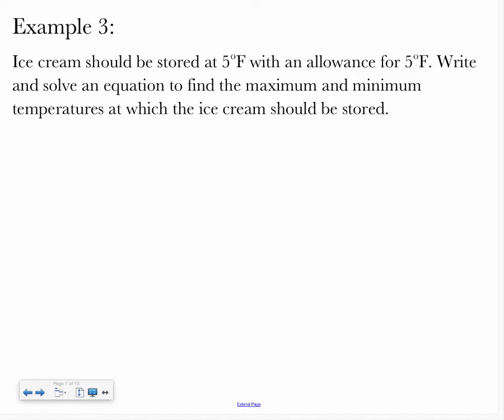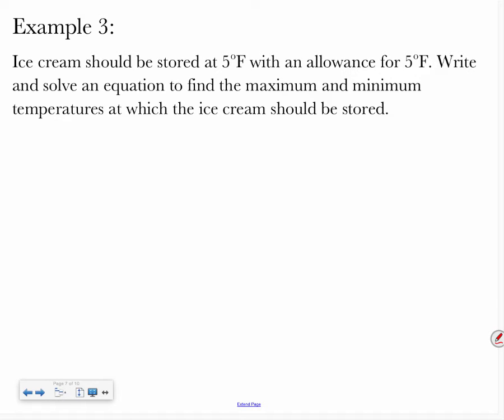Ice cream should be stored at 5 degrees Fahrenheit with an allowance of 5 degrees Fahrenheit. Okay, so that means it can go up or down 5 degrees. Write and solve an equation to find the maximum and minimum temperatures at which the ice cream should be stored. So you might look at this and say it can go up 5 degrees or down 5 degrees, and you might be able to tell me right away what the two answers are. But you need to also be able to write the equation.